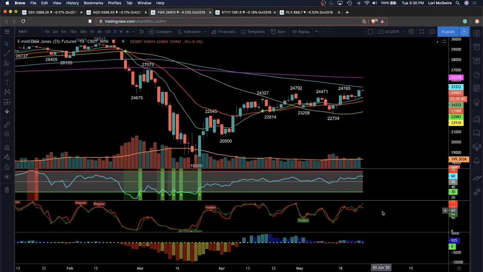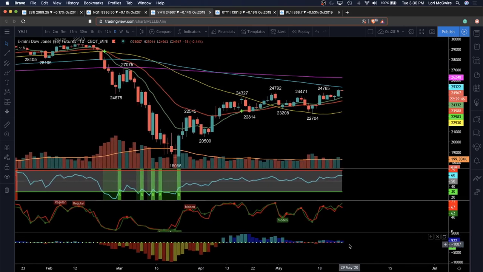The Dow, YM has a daily bull squeeze. So you see this green dot here. We are squeezing to the upside, and the histogram is above the zero line. So that is a bull squeeze to the upside on the TTM squeeze.